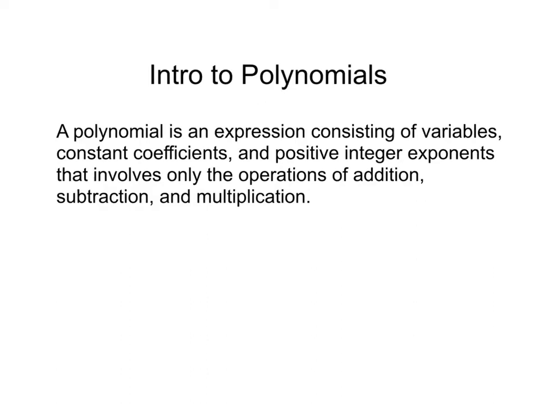A polynomial is an expression consisting of variables, constant coefficients, and positive integer exponents that involves only the operations of addition, subtraction, and multiplication. Right, that's a lot of pieces there. So go ahead and pause and make sure you have that definition in your notes. All right, now that you've written that down in your notes, let me give you some examples. I think this will really clarify for you what a polynomial is.